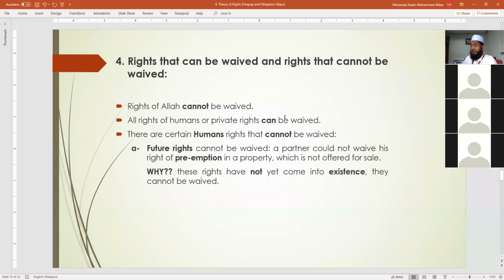But on the other side, huquq al-nas, all the private rights, all rights of humans and private rights can be waived, can be waived. But there are exceptions.